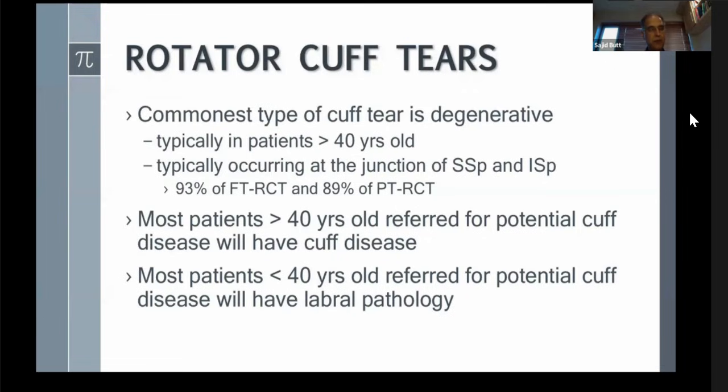As a rule of thumb, remember, the patients who have shoulder symptoms and are beyond 40 would usually have rotator cuff pathology. Patients who are less than 40 and are referred for a potential cuff disease will actually have a glenoid labral pathology. So that's a good rule of thumb to remember. Beyond 40, rotator cuff; less than 40, glenoid labrum.